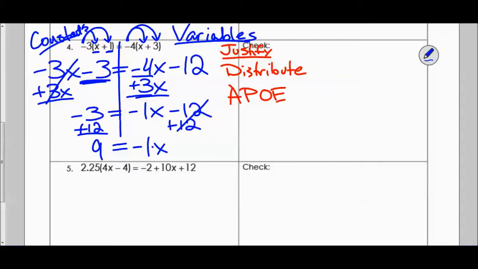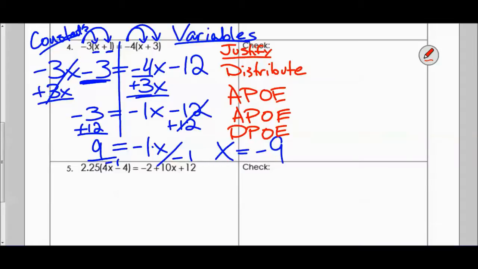Our last step is to cancel out that multiplication by dividing by that exact number, divide by negative 1. Make sure you include the sign. When I say opposite operation, I don't always mean just the opposite number. There we're thinking about the opposite of multiplying by negative 1, so we're dividing by negative 1. And that gives us that x is negative 9. So those last two steps were APOE, we added 12 to both sides, and DPOE, we divided by negative 1 on both sides.